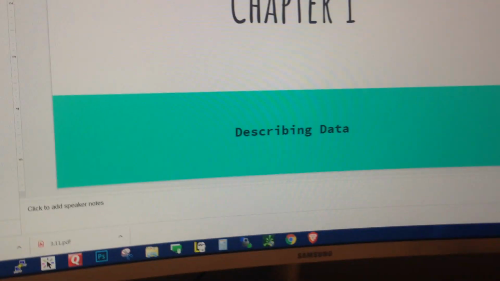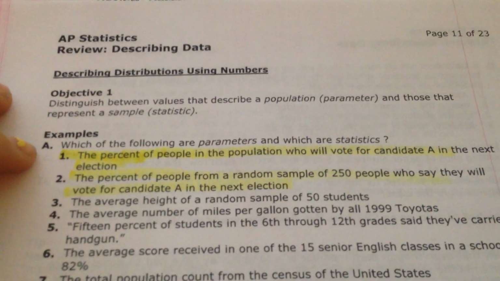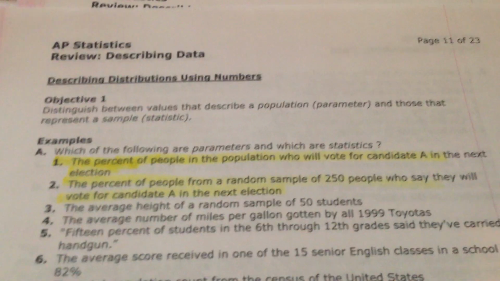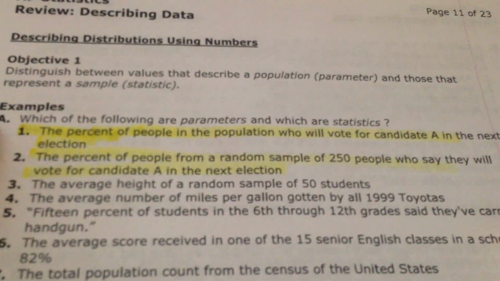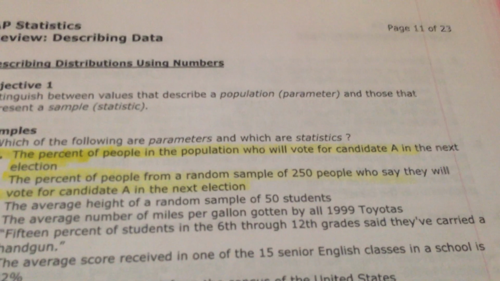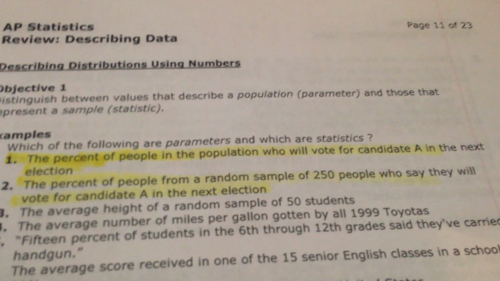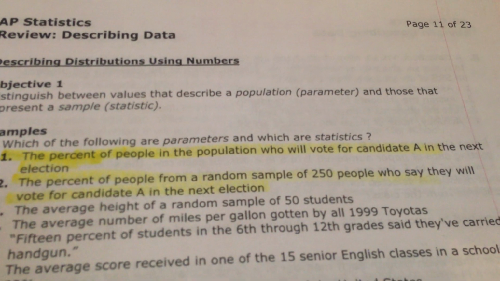Okay, so now that we've gone through that, I just wanted to go through a few examples of some things I struggled with. For these ones, I didn't really get at the beginning how to tell between parameter and statistic. So for example, number 1, the percent of people in the population who will vote for candidate A, that is a parameter because it's the whole population. And I remember that because parameter and population both start with P.